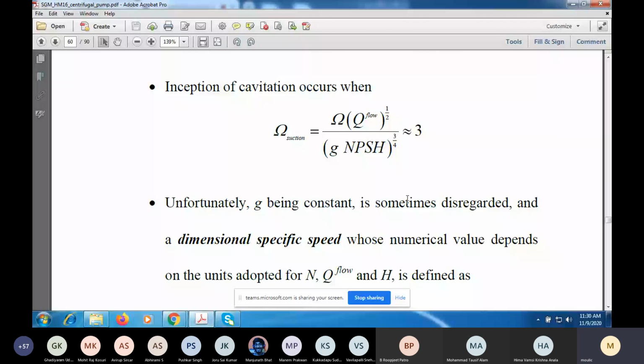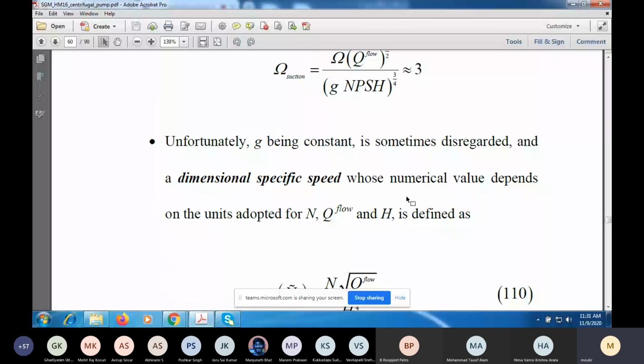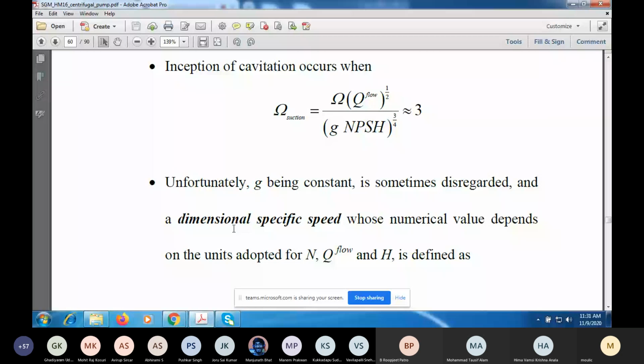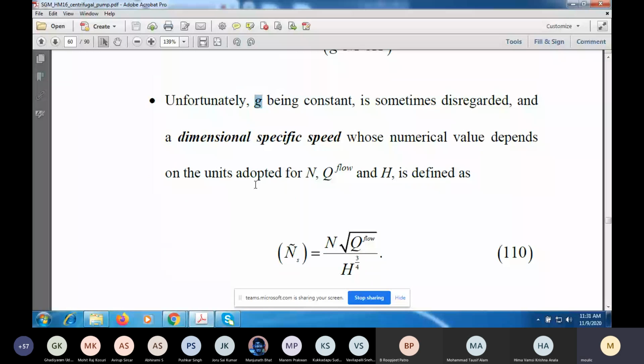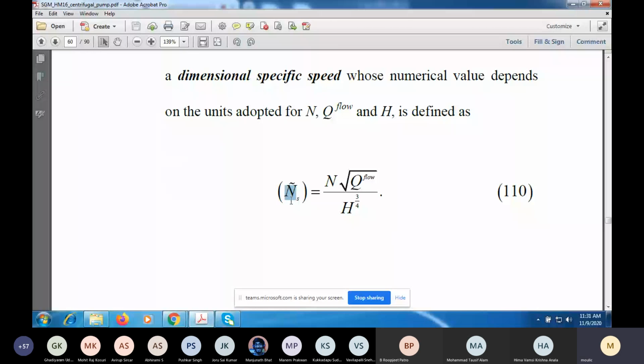Now another point which causes confusion is that people talk about a dimensional specific speed. Since g is a constant, people remove g from the definition. So I've written it here for the sake of completeness. I've called it n tilde s, which is n times square root of q by h to the power 3 by 4. Now obviously the value of this will depend on the system of units that you use. So if you are referring to a handbook or some other reference on paper, you have to see what units the author has used. And typically they'll use N in RPM.